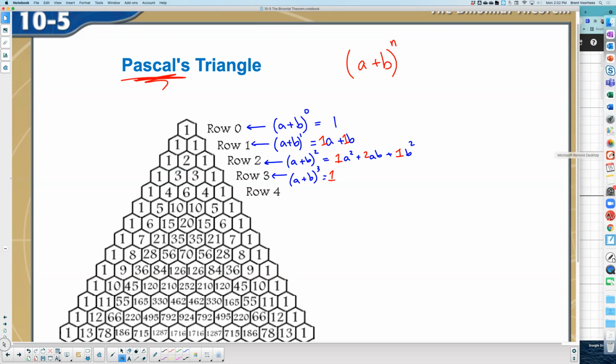You would have 1a cubed plus 3a squared b to the first. Do you see what's happening to my powers? I hear they're going up. That's not exactly true. What's happening to my powers as I go? They're not all increasing.